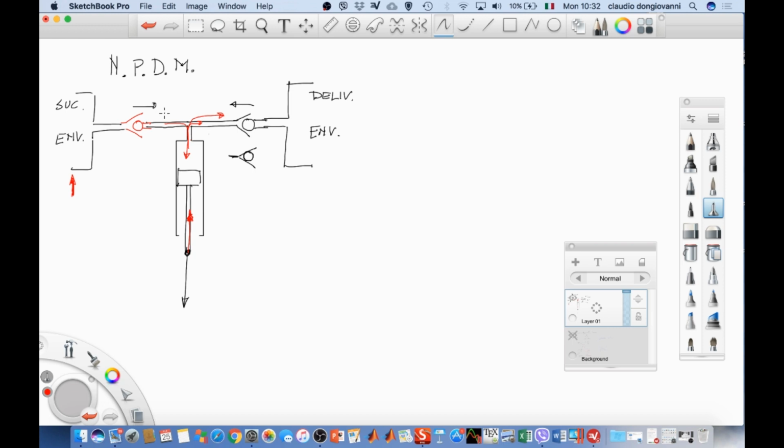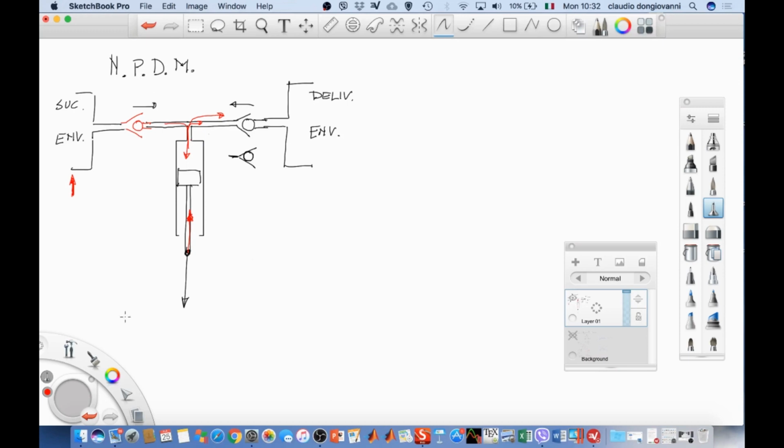You have similar machines, for example, in the oil system of your car, where you have to increase the pressure of the oil in order to send the oil to the bearings, etc. These are the net positive displacement machines.